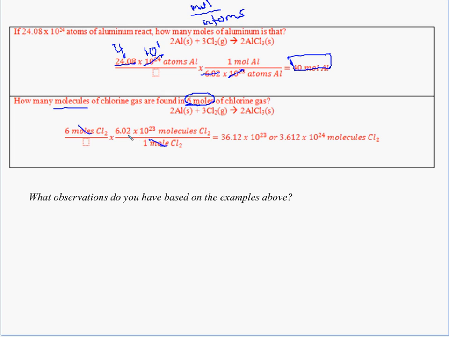We put Avogadro's number, 6.02 times 10 to the 23rd. We get 36.12. You put it in scientific notation, right? Makes it 3.612 times 10 to the 24th molecules of Cl2. That's a lot of molecules.